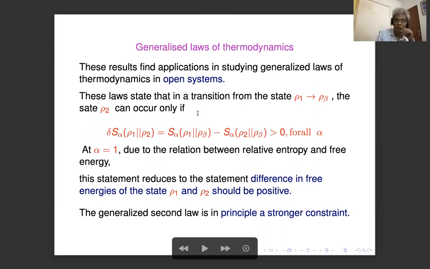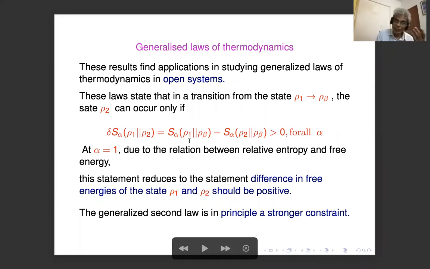Now what Myers and those people, motivated by information theory ideas, postulated is that alpha equals one is the free energy minimization principle. But they postulated that any transition from one density matrix rho one to the thermal density matrix rho beta can occur only if the rho one free energy is higher than that of rho beta, for all alpha, not just alpha equals one, where it has a connection with free energy.